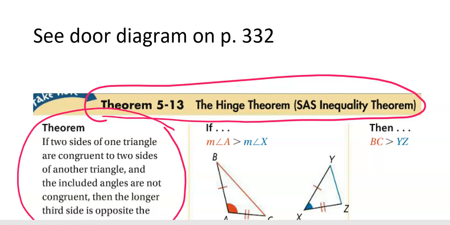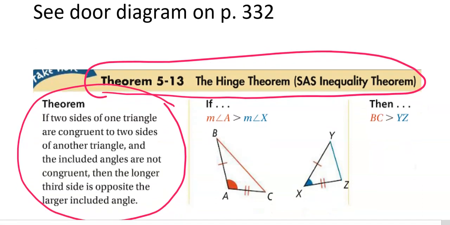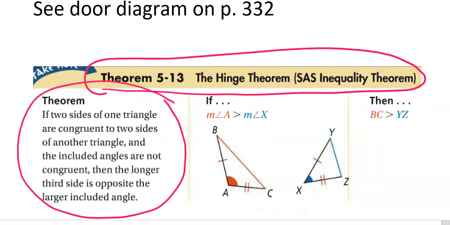side angle side inequality theorem, is kind of like our side angle side that we did before. If two sides of one triangle are congruent to two sides of another triangle and the included angles are not the same, then the longer third side is opposite the larger angle. A lot of words, but it comes down to this.